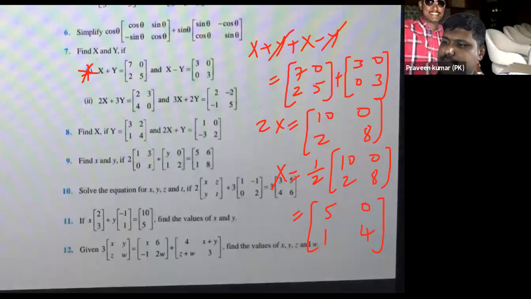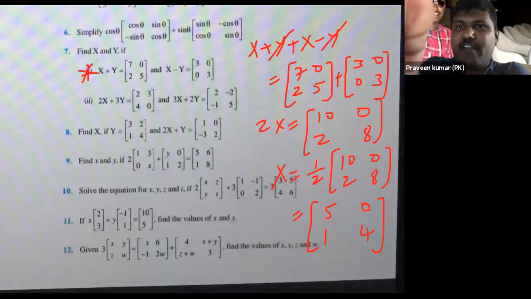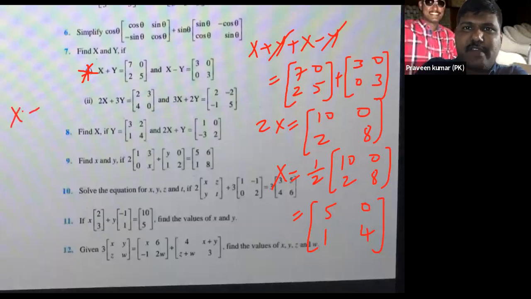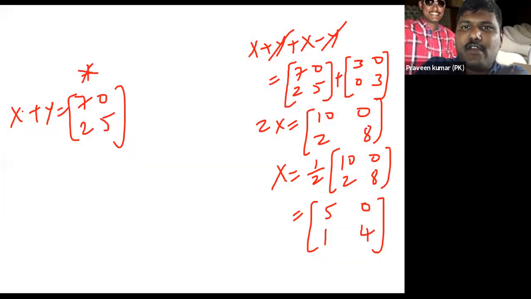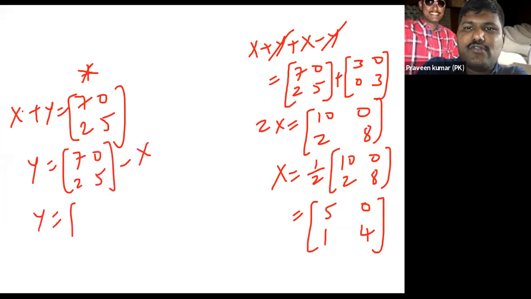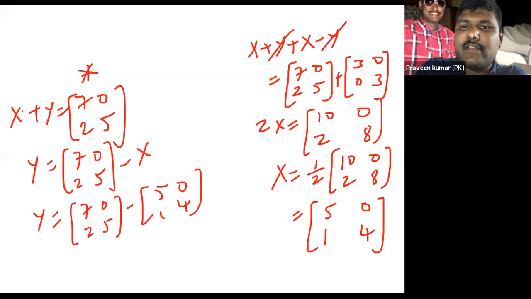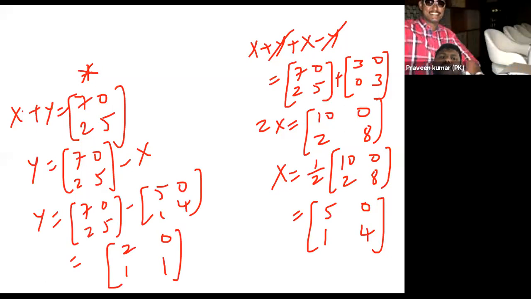Can I move to the next question? I found out only x, we want the y value also. Now, how to find y? X plus y is given, 7025. Y is equal to 7025 minus x. So y is equal to 7025 minus the x value, 5014. Subtract: 7 minus 5, 2. 0 minus 0, 0. 2 minus 1, 1. 5 minus 4, 1. So you got the x value as well as the y value, both. Understand?